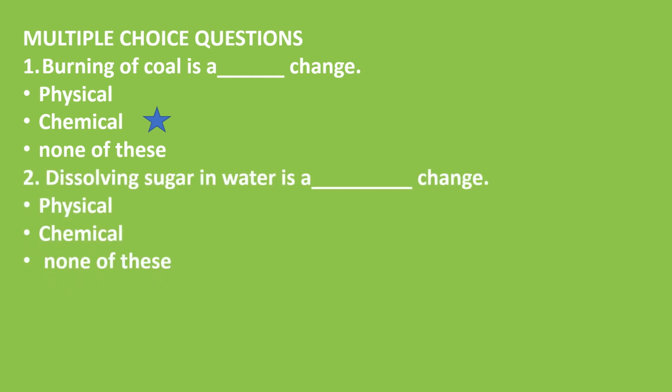Question number 2. Dissolving sugar in water is a dash change. Physical, chemical, or none of these. When we dissolve sugar in water and then evaporate the water, we get the sugar back. So this is a physical change, as no new substance is formed and it is reversible.